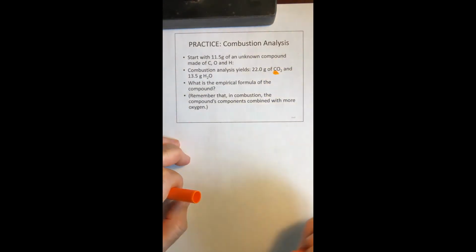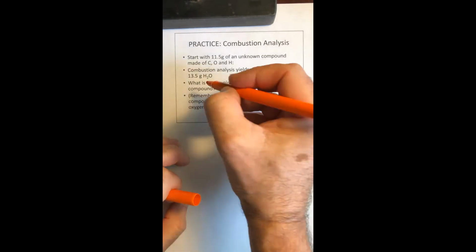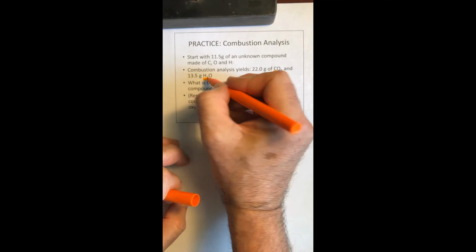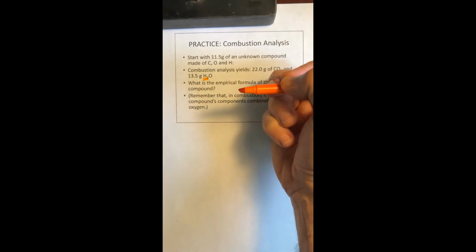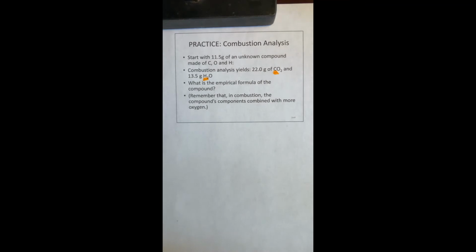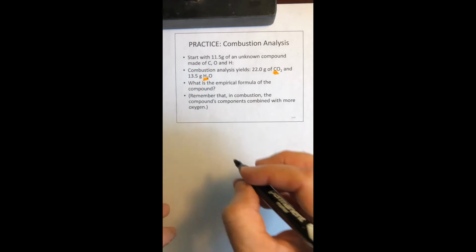whatever carbon was in the compound is now in the carbon dioxide, and whatever hydrogen was in the compound is now in water. So let's calculate how much carbon is in 22.0 grams of CO2 and how much hydrogen is in 13.5 grams of H2O. And then we're going to apply a friend of ours, the law of conservation of mass, to calculate how much oxygen was in there. Okay, so let's start with the carbon here.